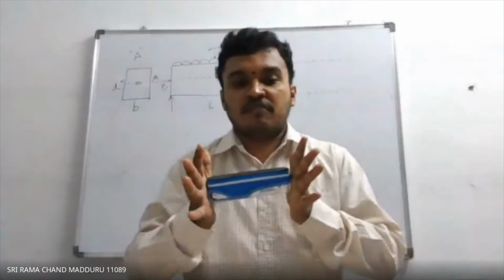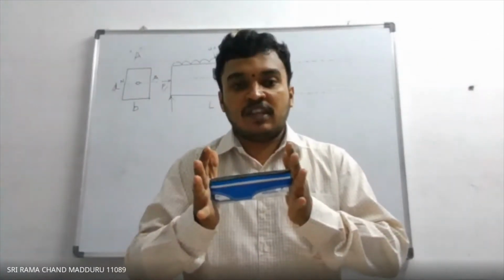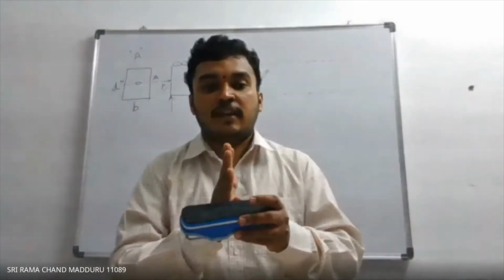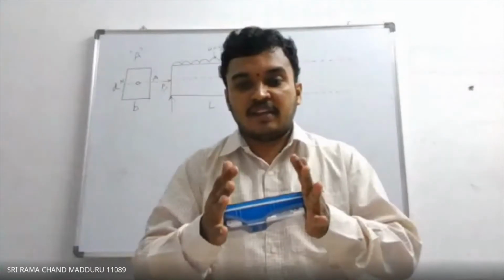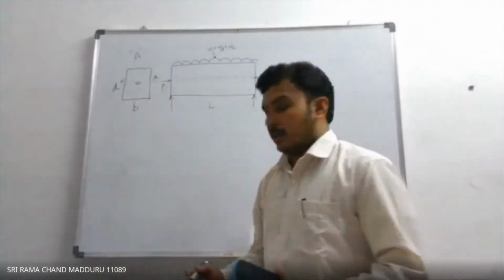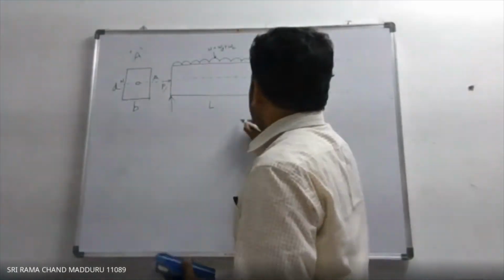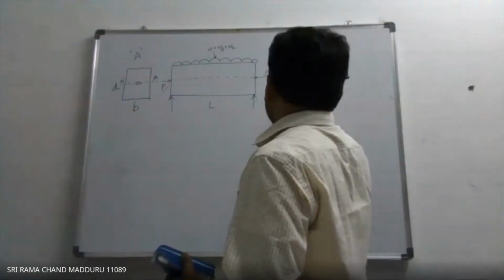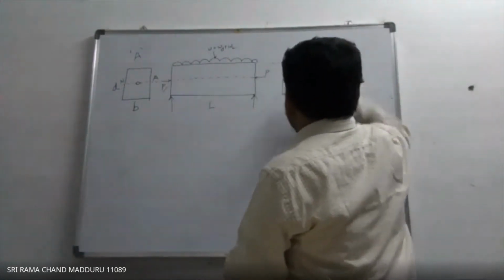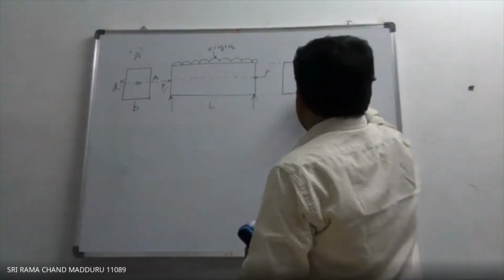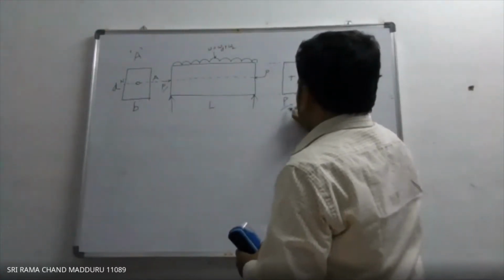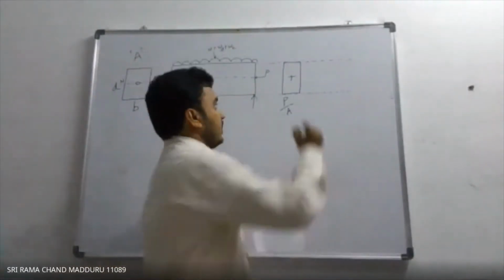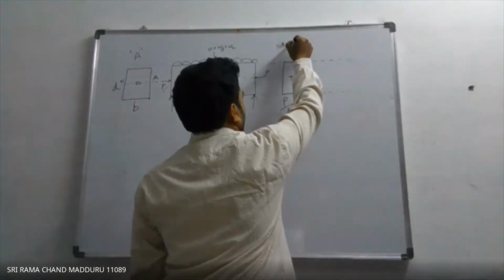If I apply a compressive force, then upon a compressive force, the nature of the stress is compressive stress. So the stress is nothing but load by cross-sectional area. Load by cross-sectional area is the stress. So that is P by A. So the stress is, you can see here, plus P by A. So we call it normal stress or axial stress.